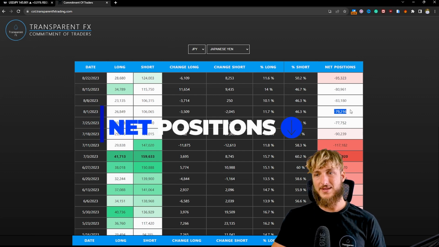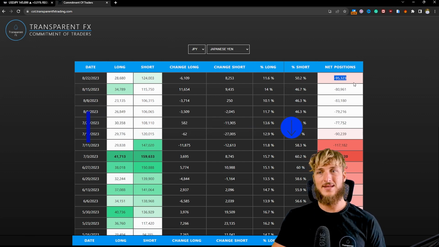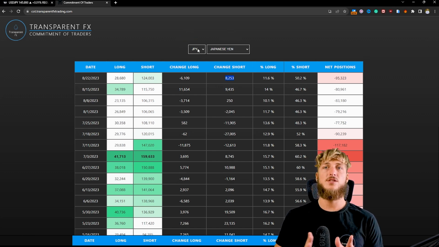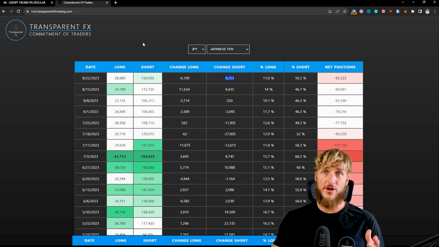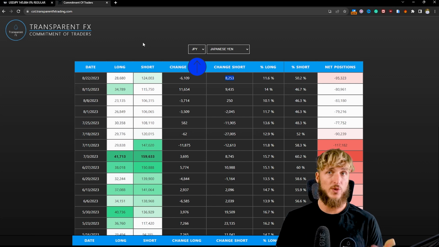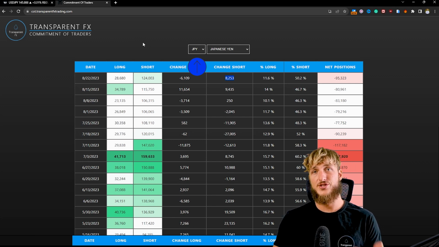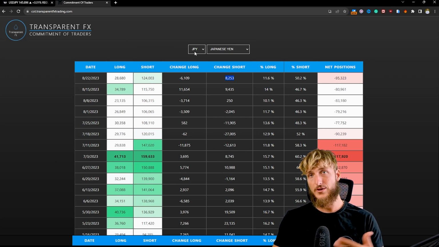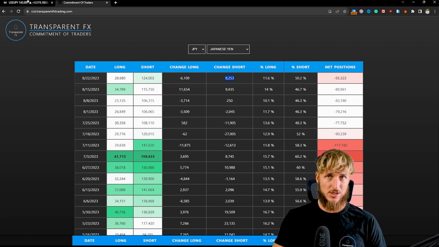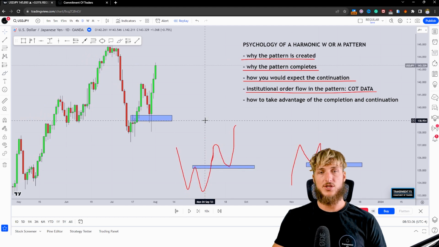We were going from minus 79K down to minus 95K net positions, with tens of thousands of shorts getting added from an institutional perspective on the JPY. Now, if institutions are shorting the JPY, it means that on the spot, they are actually longing USD JPY because every currency on the spot is traded against the USD. And if they're shorting JPY, they're actually buying USD JPY, so making USD JPY stronger.